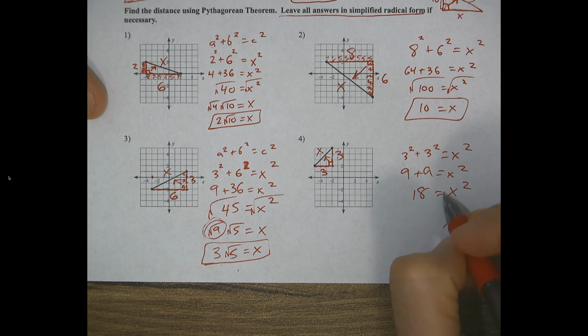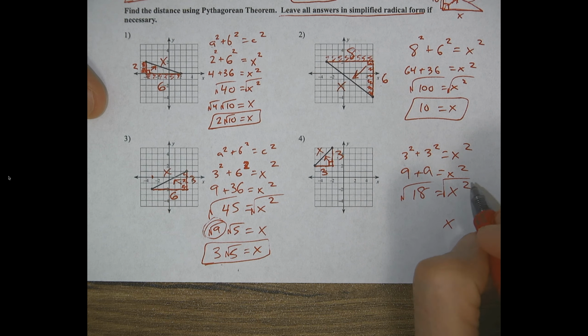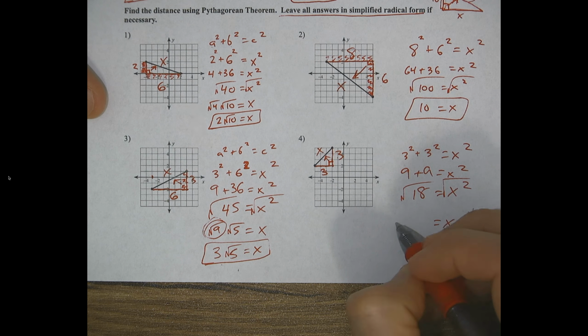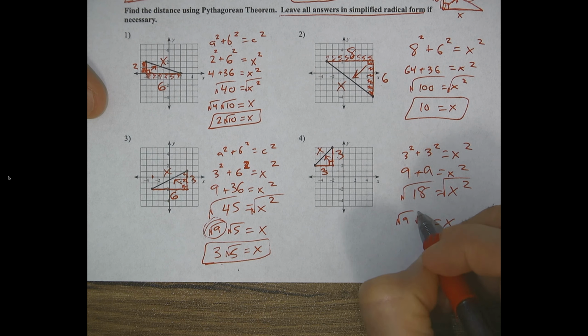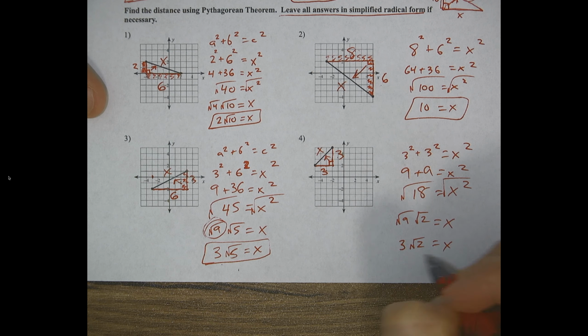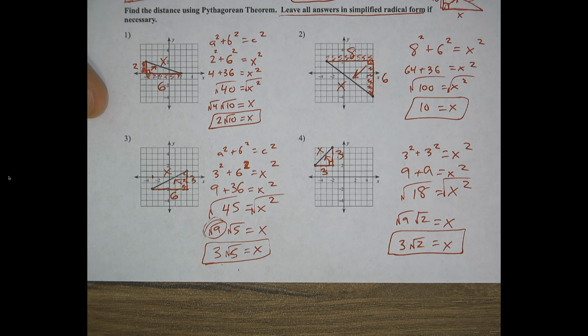I need x, which means I need to take the square root of both sides. That creates x. Square root of 18 can be split into a 9 and a 2. I do that because I know the square root of 9 is 3. Square root of 2 just stays, and 3 radical 2 is my final answer.